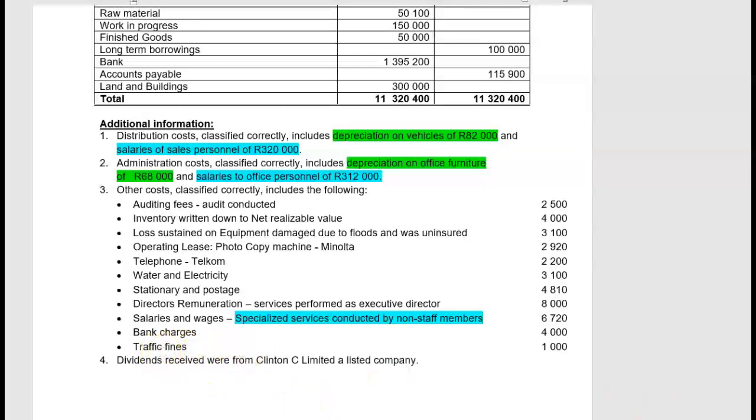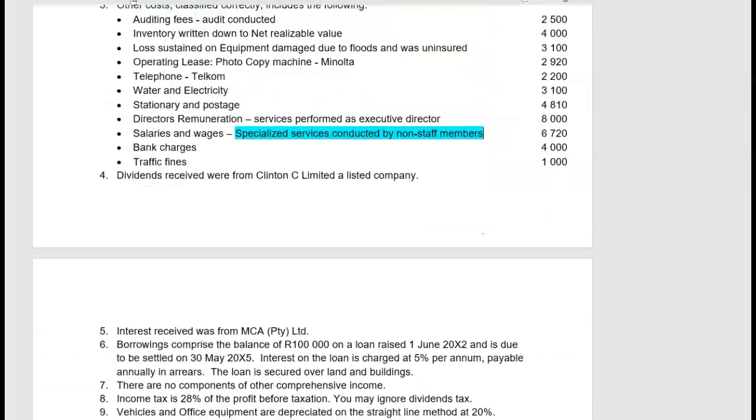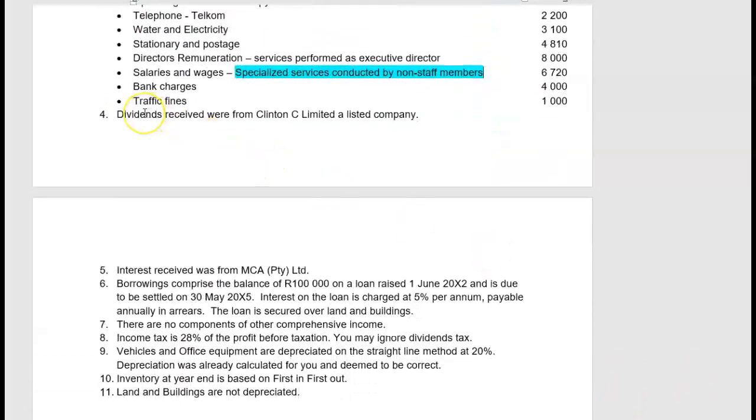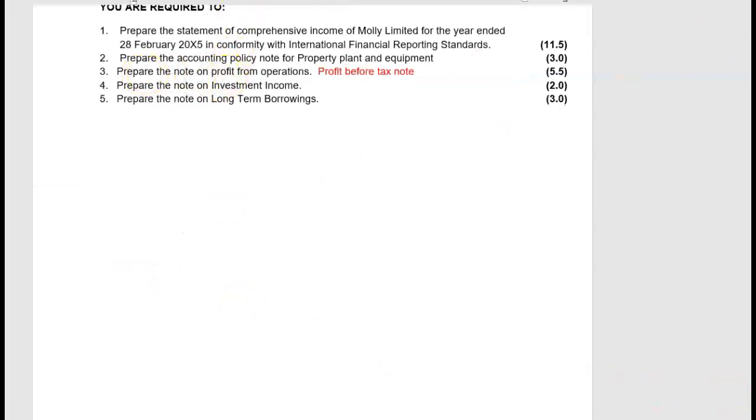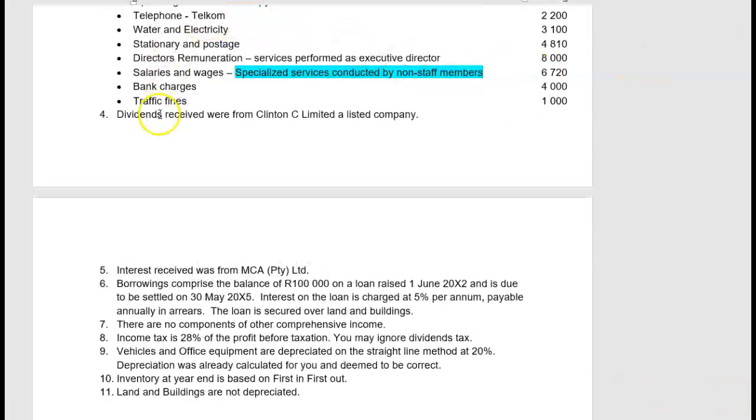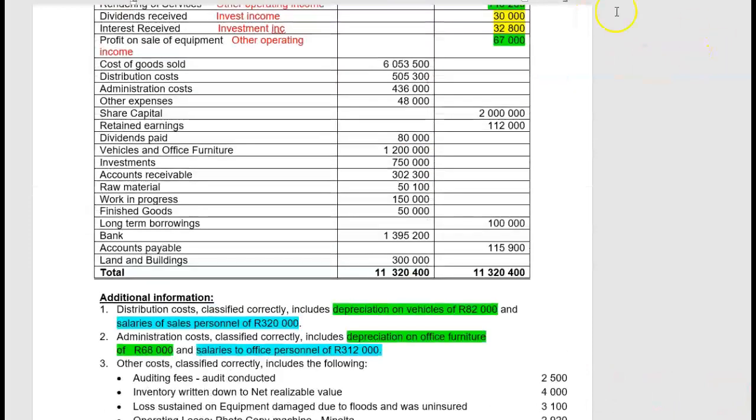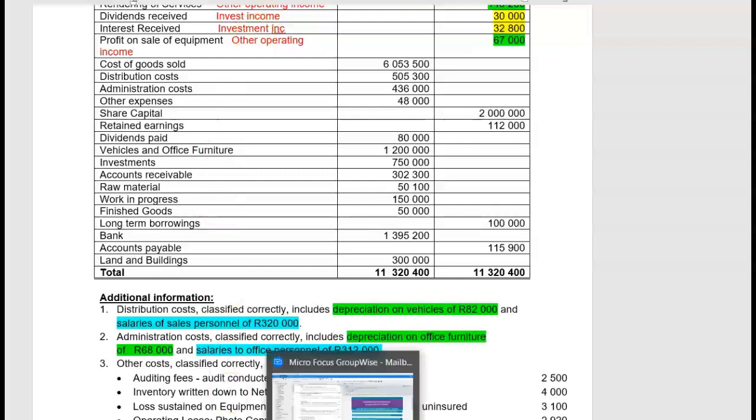Right, we have to disclose the investment income note. I asked that in one of those more. There it is, number 4. So under investment income, we're going to show the dividends received and the interest received. Those two, investment income. So let me show you what it looks like.